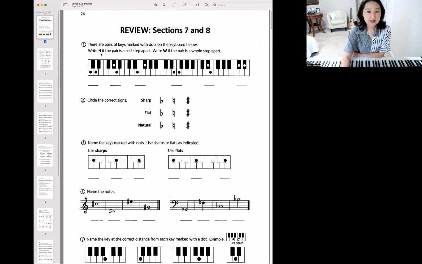Now let's see. If it's a half step, write H. If it's a whole step, write W. That's what it means. So even if you don't read the question, if you see H, W, half step, whole step, by just reading this question, you can guess what they're asking.